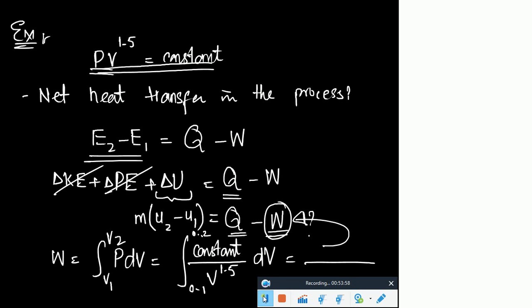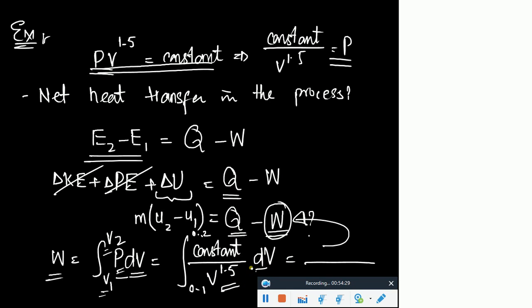So any question? Any question about this? Now from this expression, I know that if I integrate pressure over volume, then I would be able to define work. Right? And the limits are from V1 to V2. Now how can you define this pressure in terms of volume? If you look at this expression, constant over V raised to power 1.5, that is something which is pressure. So if I describe pressure in terms of volume like this and integrate it from V1 to V2, I would be able to quantify work. Is that done? Okay.